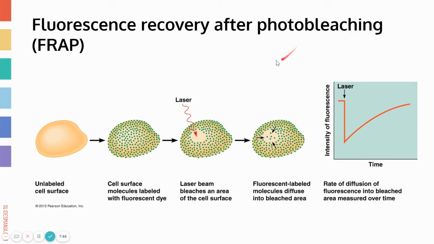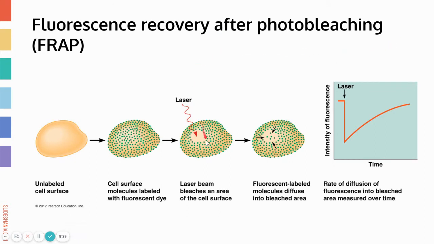We call this fluorescence recovery after photobleaching, and that's kind of a mouthful. So most people call this FRAP. These are called FRAP experiments. The way it works is we have a cell, and obviously cells don't naturally have fluorescent proteins on their surfaces. So the first step is to label the cell with some sort of fluorescent dye or tag to cover the entire surface of the membrane with these fluorescent molecules.